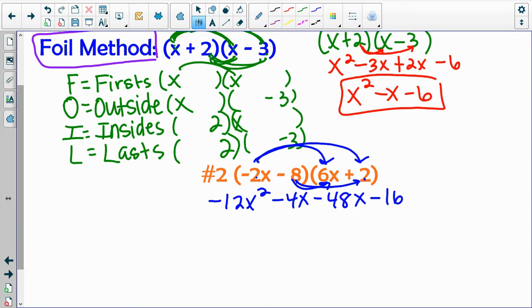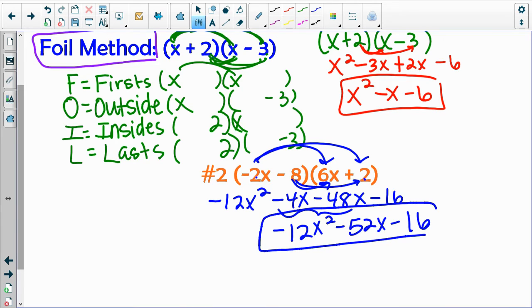First, outside, inside, last. And then just be sure to combine your like terms. What's negative 4x and negative 48x? Negative 52x. And that one is done. Okay. Foiling. So just distributing twice. And the FOIL word just helps you remember.